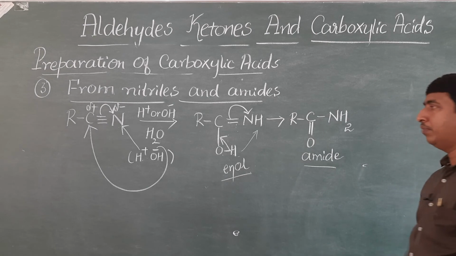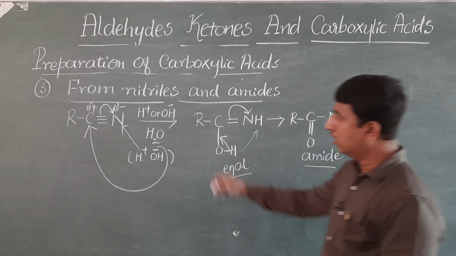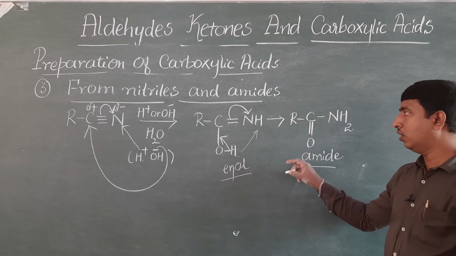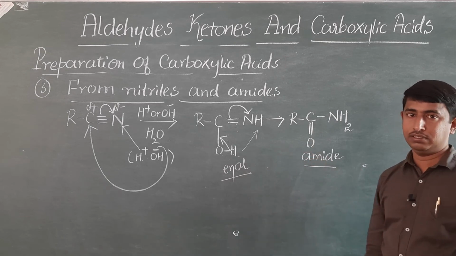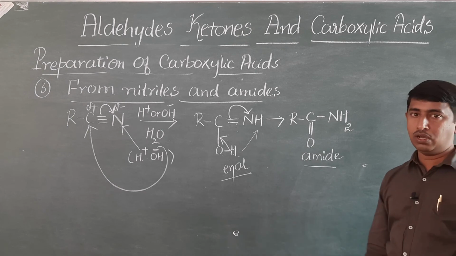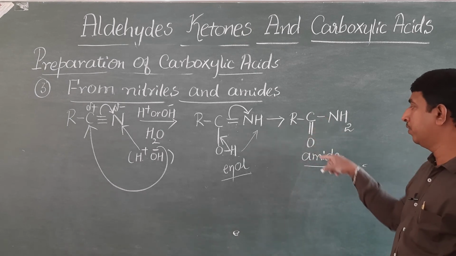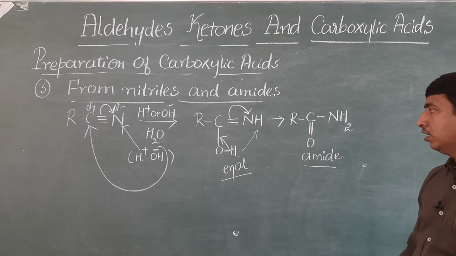What is this? Amide. So nitriles upon hydrolysis give enol, and this enol isomerizes, or it is interconvertible. Enol form isomerizes to form what? To form keto form. This is keto form, forming an amide.